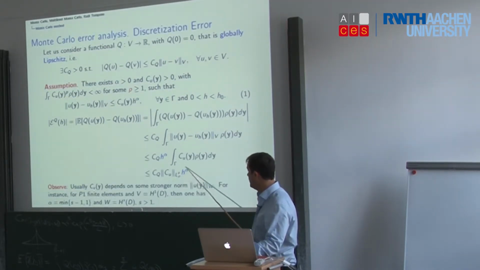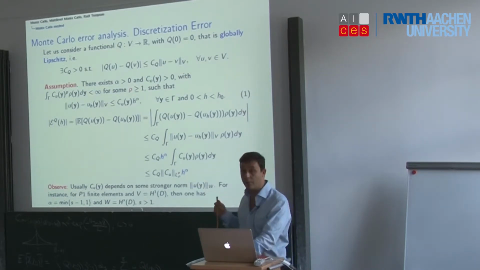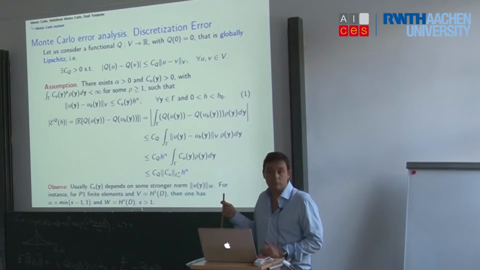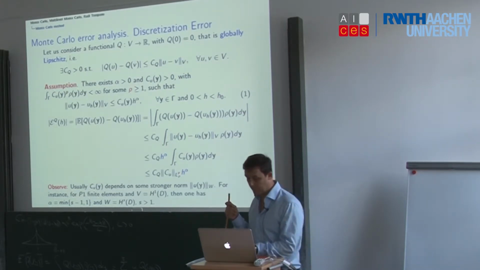Okay, so this truly depends on H, and you expect the same order as with your deterministic code, unless there's a strange singularity that appears for particular values of y. And we are not assuming that, so nothing changes there. Is that clear? Okay.